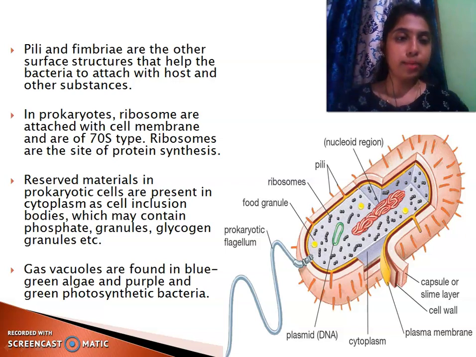Next, you can see one nucleoid region shown in the diagram. This is nothing but the naked DNA or the naked genetic material which is not covered by a nuclear membrane. As we have already seen, in case of prokaryotic cell, there is no nuclear membrane. As a result, the genetic material is naked and it is termed as nucleoid region or primitive genetic material. Clear?